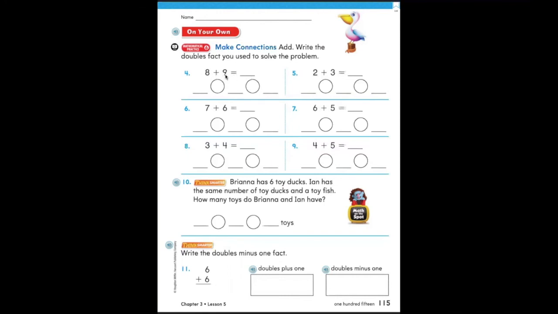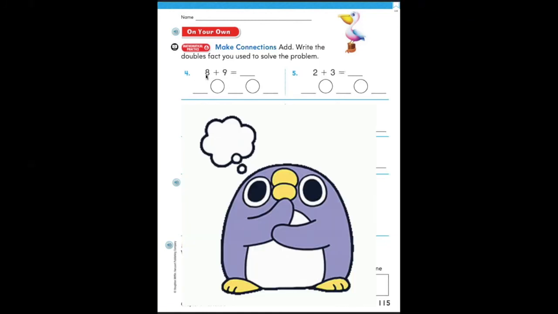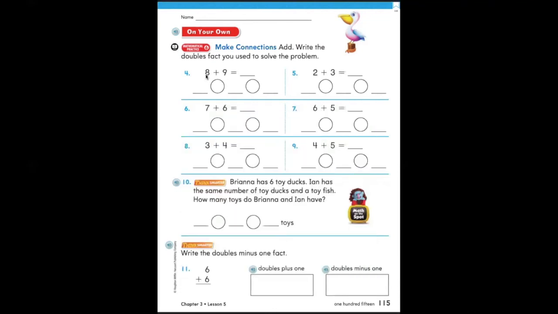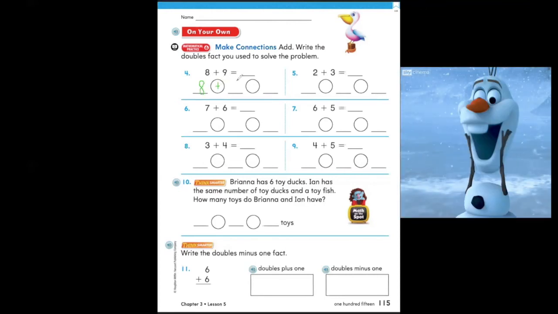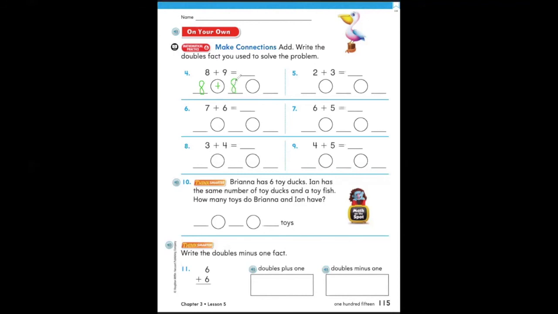8 plus 9 is a pretty big addition sentence. Let's think of a doubles fact that might help us. 9 is 1 more than 8. That means we can use the doubles plus 1 strategy. 8 plus 8 is a doubles fact that we can use. Since 9 is 1 more than 8, we can use the plus 1 strategy, doubles plus 1.